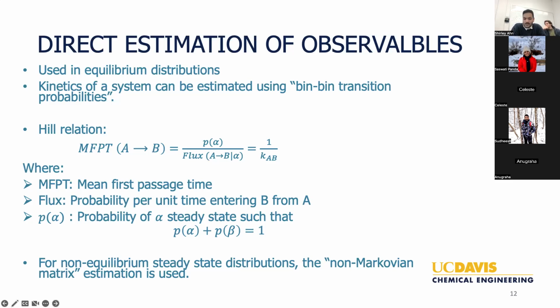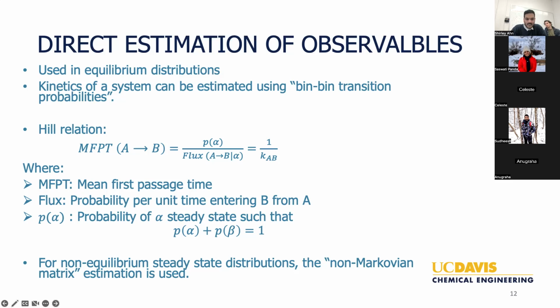So MFPT is the mean first passage time, and the flux from A to B is the probability per unit time entering B from A. So B and A are bins. So we are looking at how much probabilistic weight has moved from A to B. P alpha is the probability of the alpha steady state. I had talked about alpha steady state meaning those trajectories which are in the A region of the ensemble, and it is normalized in such a way that P alpha plus P beta is equal to 1. So we are looking at the rate constant. So the rate constant is essentially the inverse of MFPT.